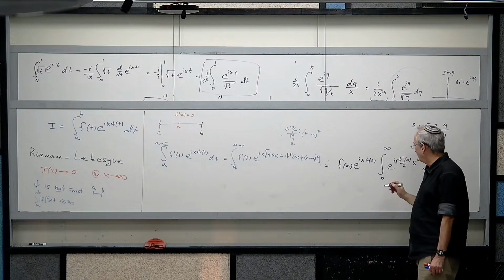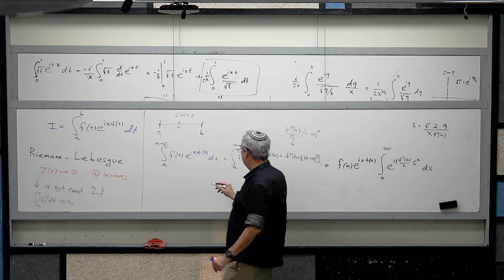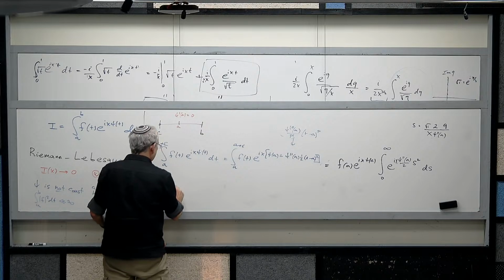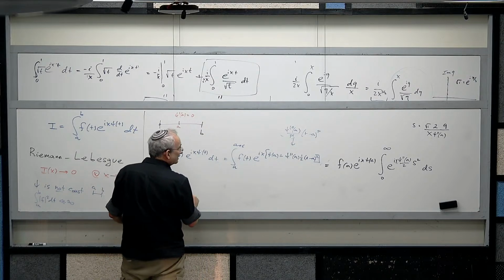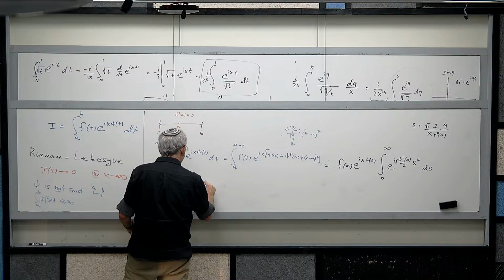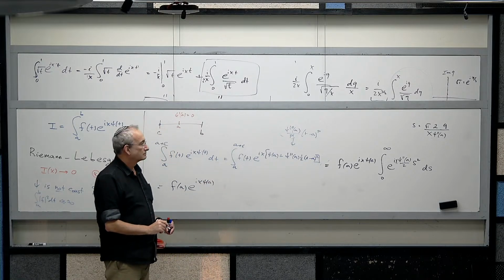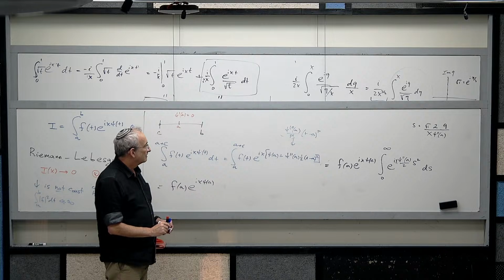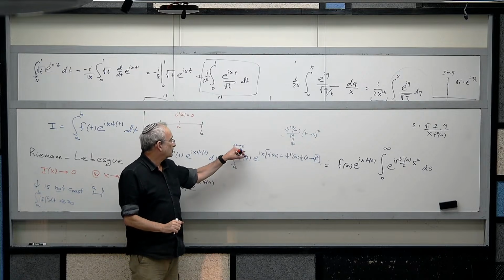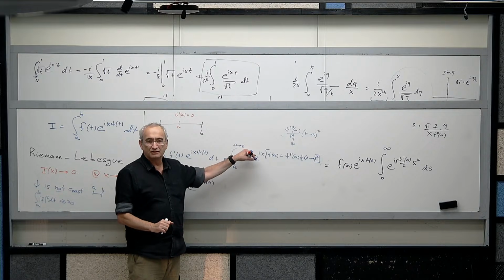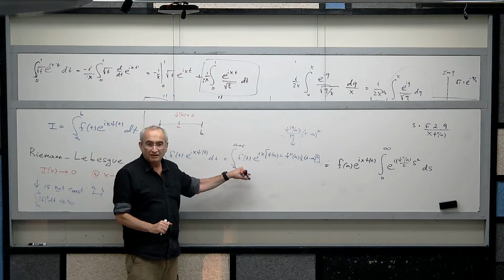Okay, let's hope. So what we have obtained is f of a times e to the i x psi of a. Why did you get f out of the integral? Because I assume that the main contribution is between a and a plus epsilon, so I can take f out. This is the same trick I did in Laplace integrals.